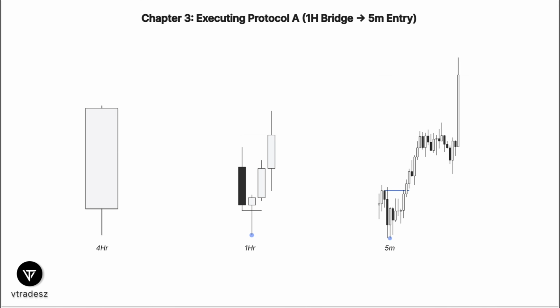Now, and only now, you drop to the 5-minute chart. You are not looking for a reversal anymore. The reversal already happened on the 1 hour. You are looking for a 5-minute continuation. You want to see a 5-minute fair value gap or a standard order block entry to catch the body of the 4-hour expansion.